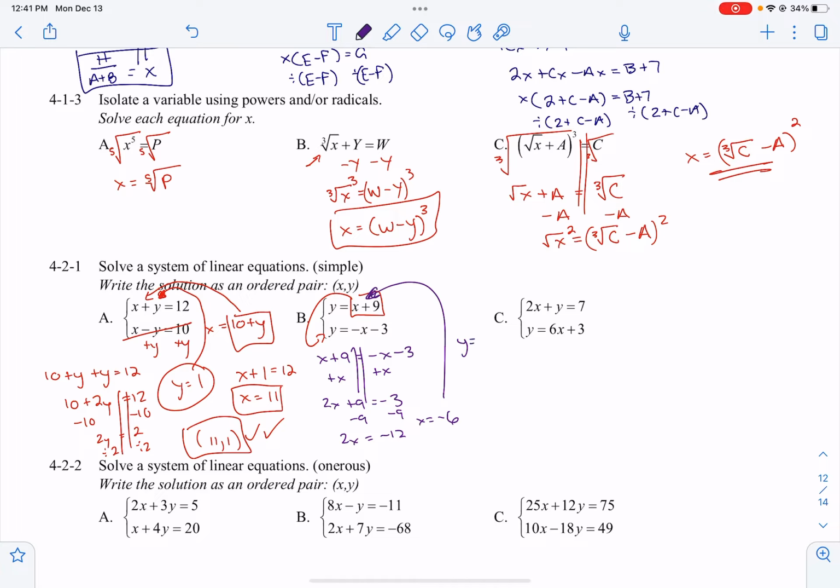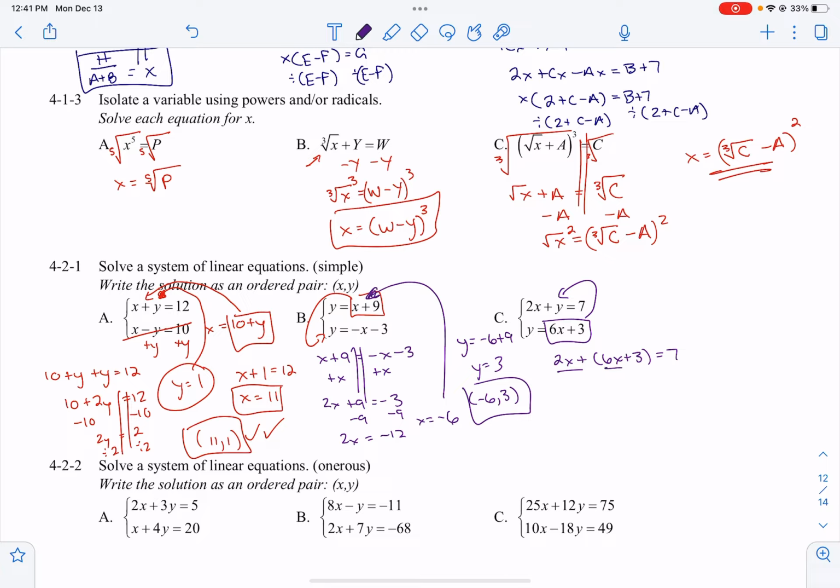Y equals negative 6 plus 9, so y equals positive 3. So my answer is negative 6 comma 3. Okay, part C, I've got a y equals, so I'm going to plug it in right there for my y. So 2x plus, instead of a y, I'm going to put 6x plus 3 equals 7.